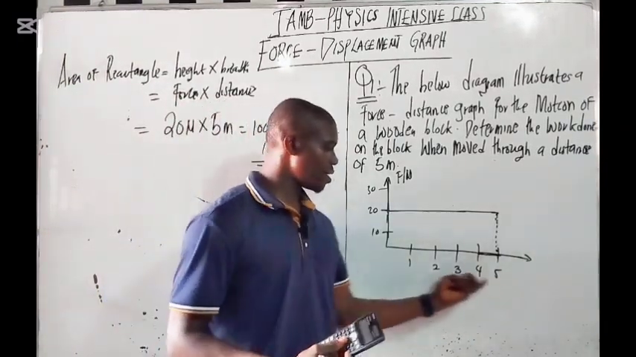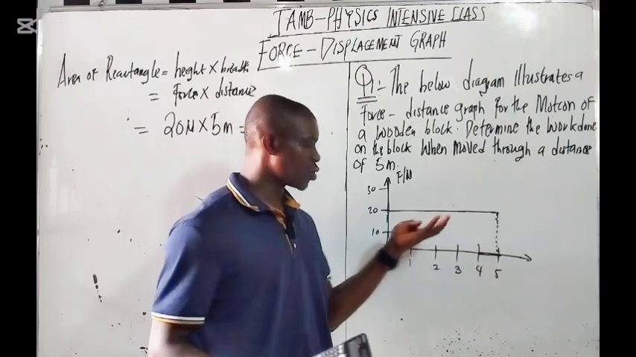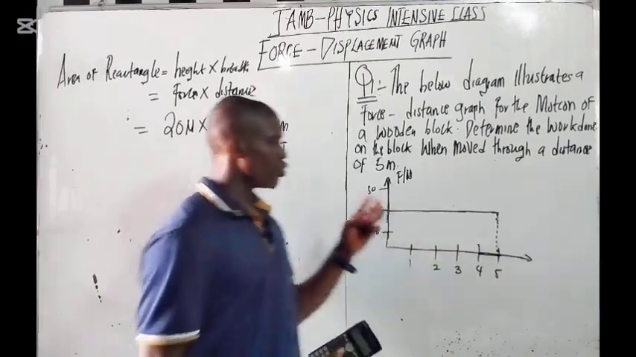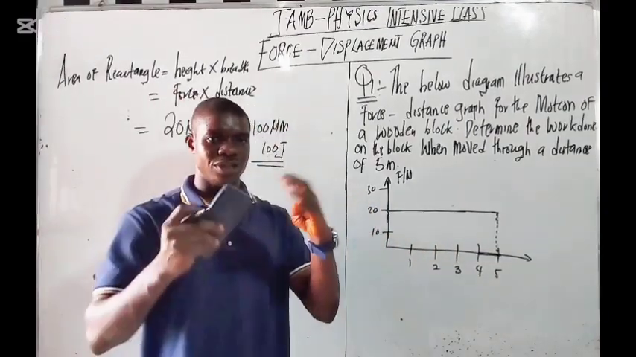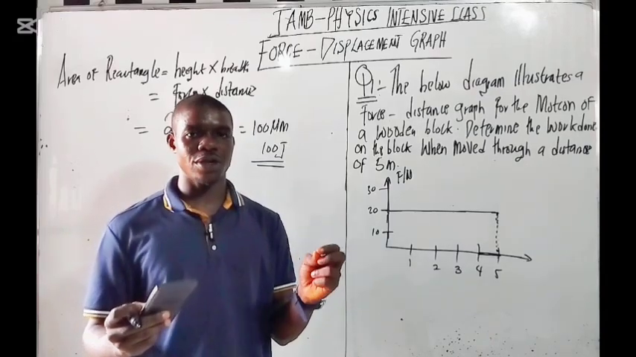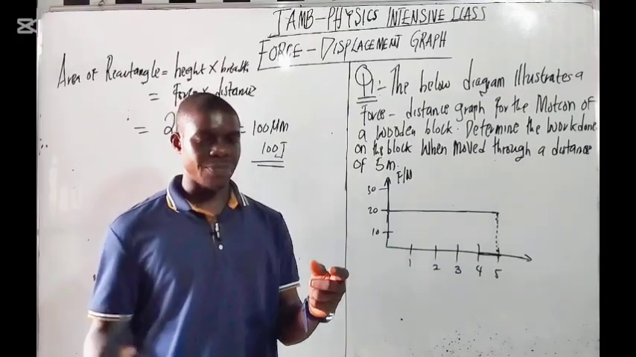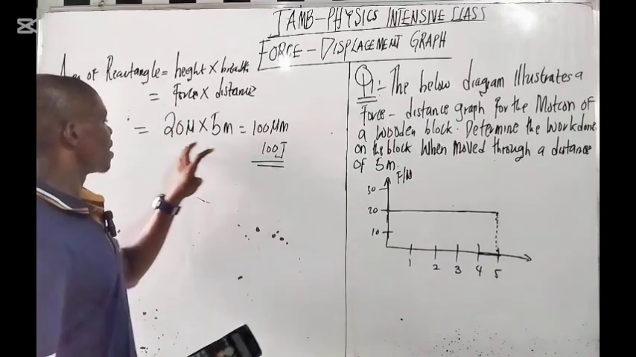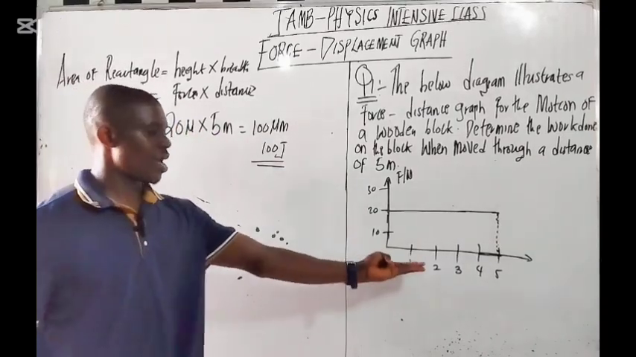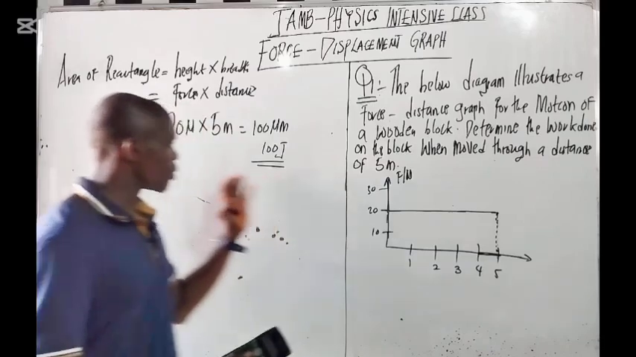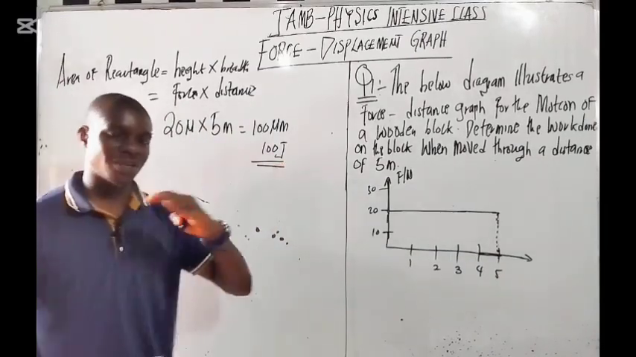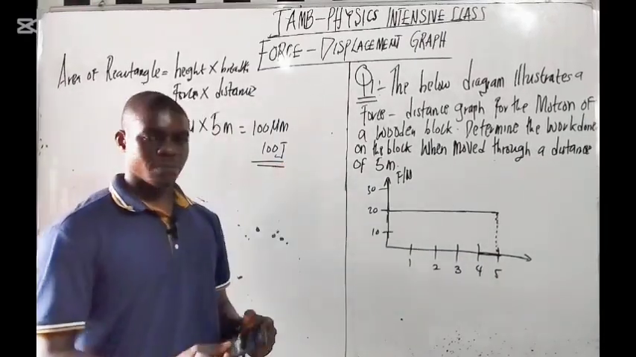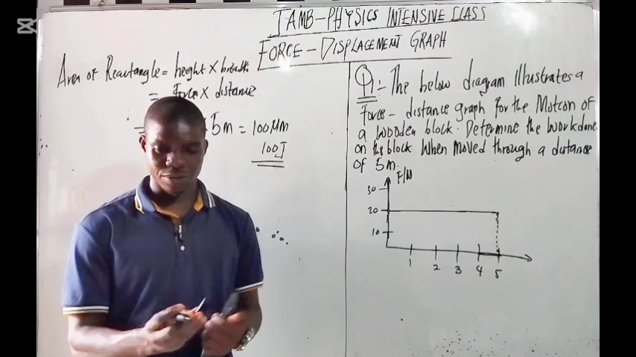Now, when you are given the graph, you must know the shape. Depending on the shape you figure out if it's a rectangle, triangle, or trapezium, you use the area. You use the force and the distance here, and multiply them. Do you understand? You get the answer here. So you can see how easy it is. So let's solve on that question.